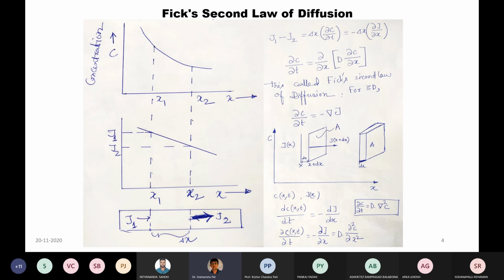Okay. Now for more generality, one can do this for three dimensions and use vector notation, which can be written as del C del T equals minus del dot J. Del, as we always know, is del X plus del Y plus del Z represented by the del operator. You can also check that this is a continuity equation and stems only from the conservation of matter.